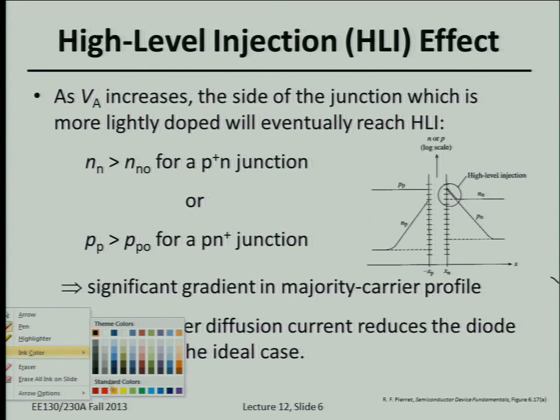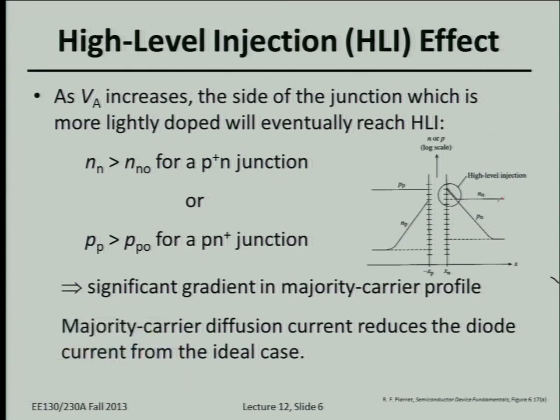The side that is more lightly doped, so this side in this particular example, has a lower equilibrium majority carrier concentration, right? So that side is going to first be in danger of not being in low-level injection anymore.